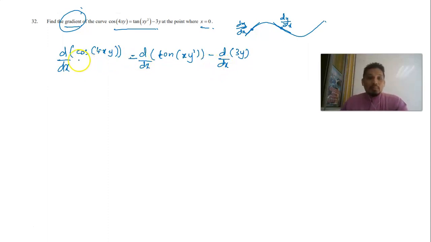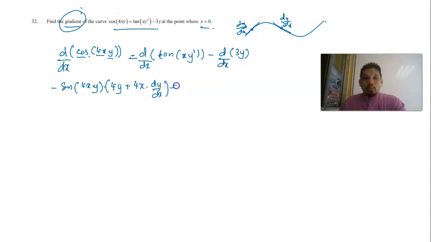So let's derive this one by one. Differentiate the cos, it gives you negative sine 4xy multiplied with the derivative of 4xy. Differentiate 4x first, it gives you 4 multiplied with y, plus 4x and now differentiate y, which equals 1, but because we differentiate with respect to x, it is 1 multiplied with dy/dx.